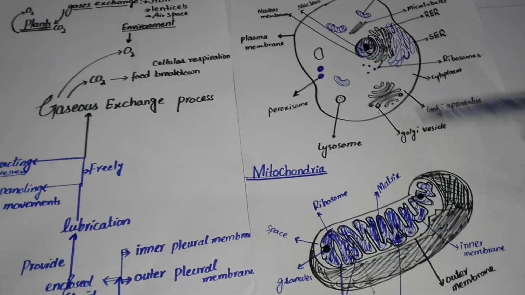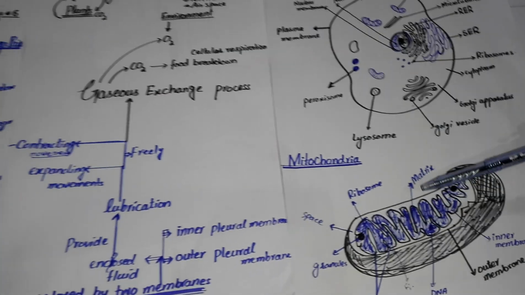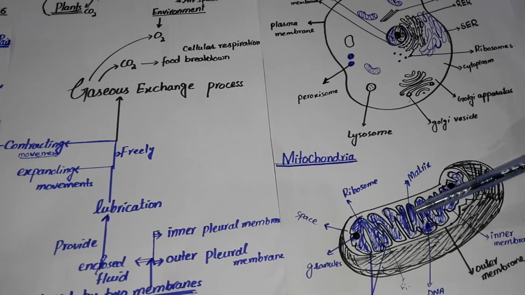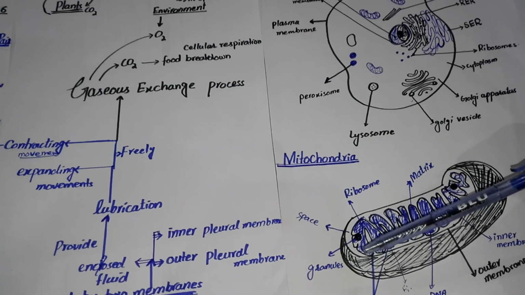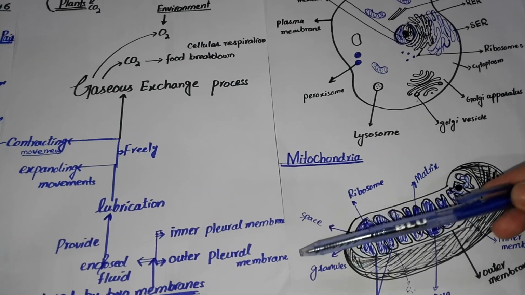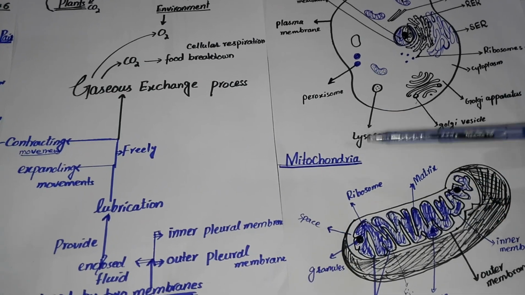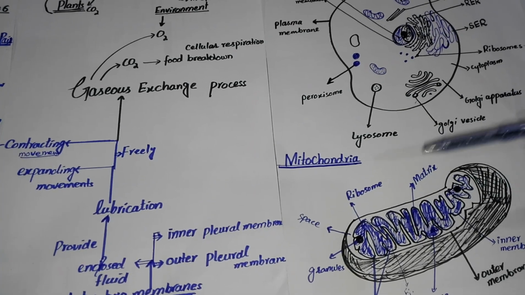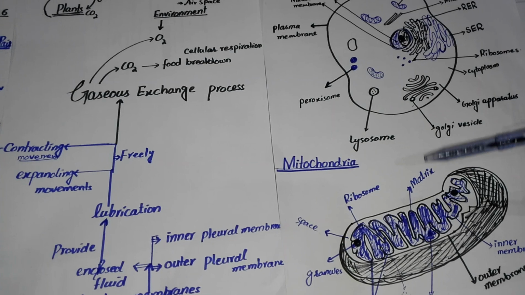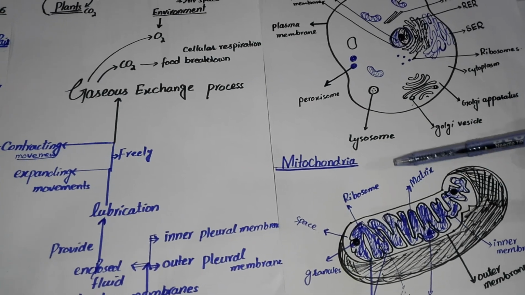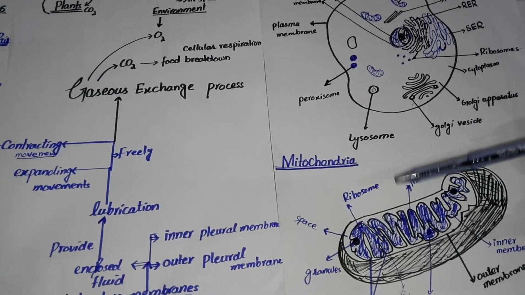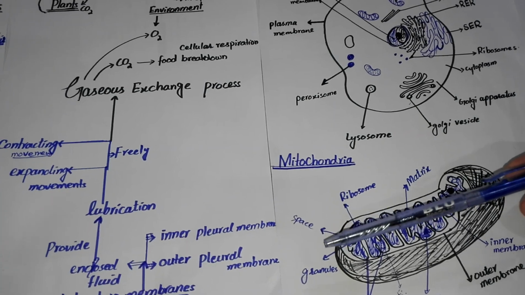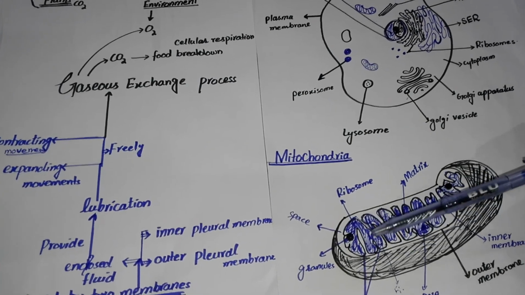When the CO2 is released from the cellular respiration process, this CO2 is moved into the blood, and when the blood reaches the heart, the heart provides this blood to the lungs, and the lungs exchange the gases, CO2 and oxygen. Oxygen-rich blood is then provided to the heart, which provides this blood to the whole body through the aorta.